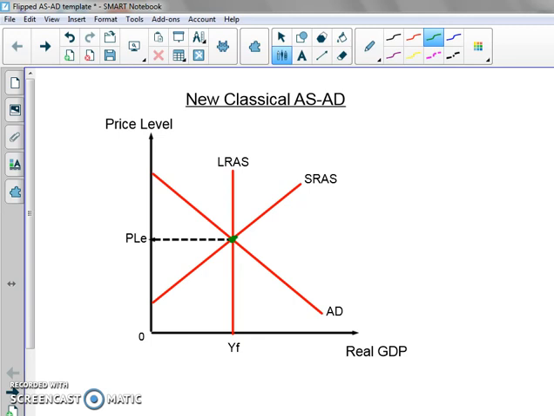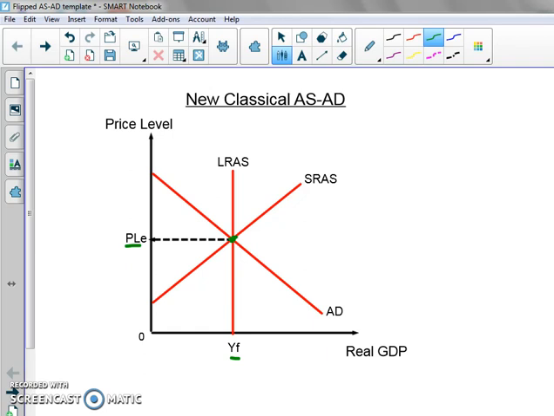We're at our full employment level of output, or our full potential output, which means if we're at our natural level of unemployment, this is the full productive potential of this economy. We're at YF. We have price stability over here on the y-axis, indicating an equilibrium price.